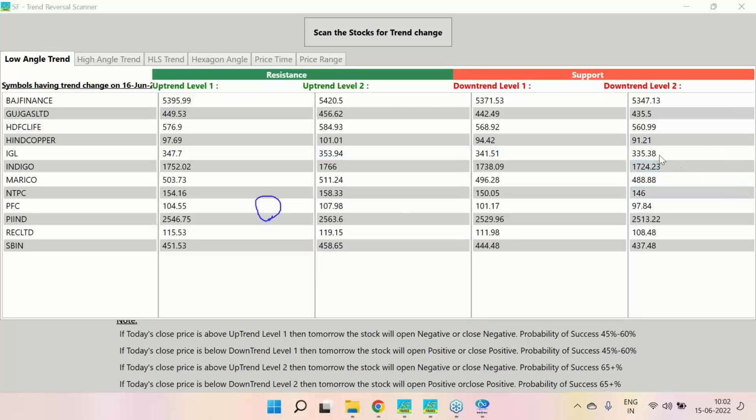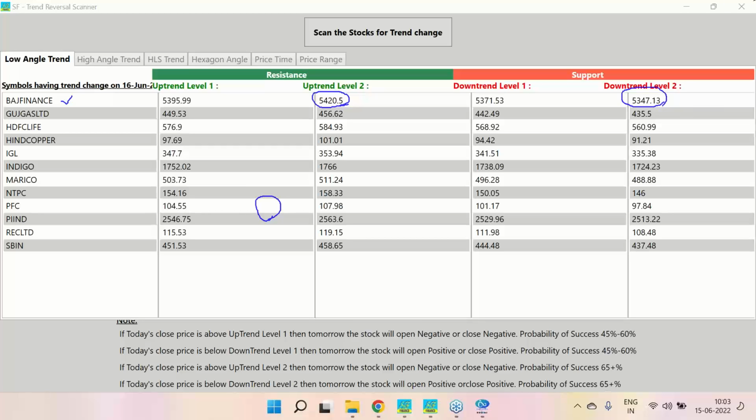At day end, towards 3:30, if Bajaj Finance is giving a close up or near uptrend level 2, then tomorrow the probability of a downtrend is more. By the same process, if it is giving a close near downtrend level 2, the probability of accepting the trend reversal tomorrow will be high, above 60%, above 65% probability of honoring and respecting that trend reversal.